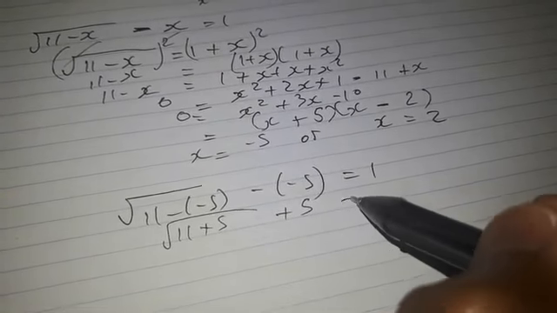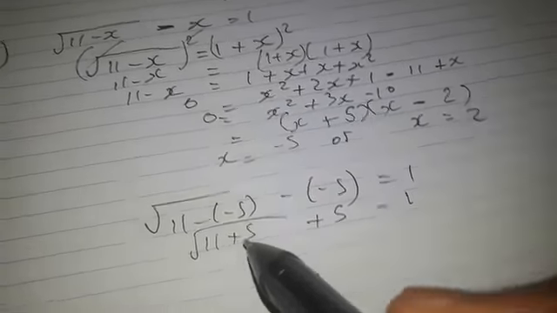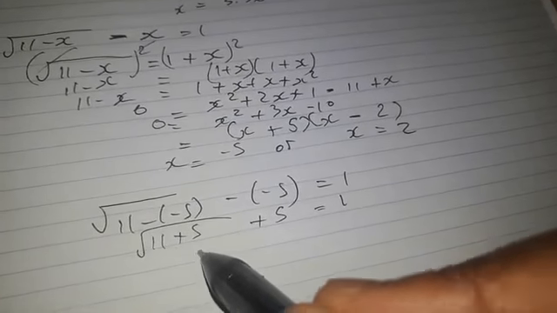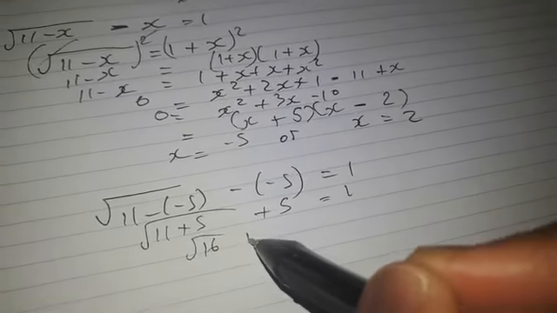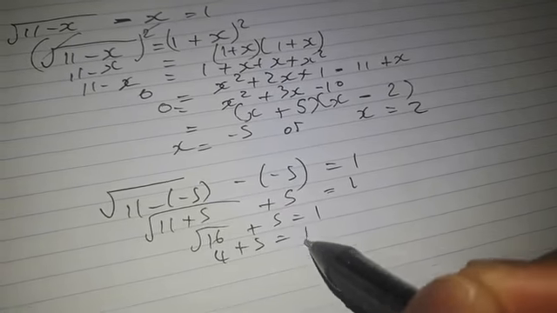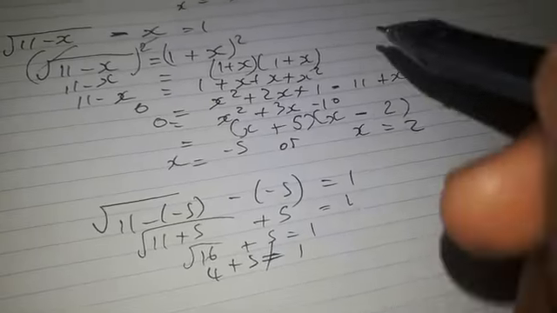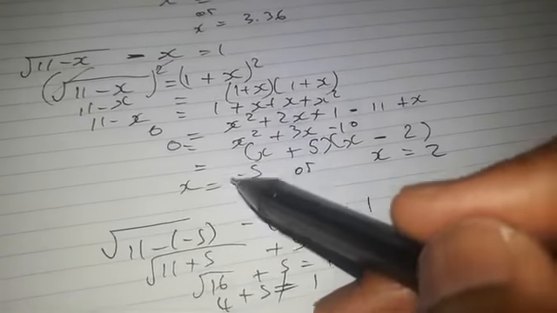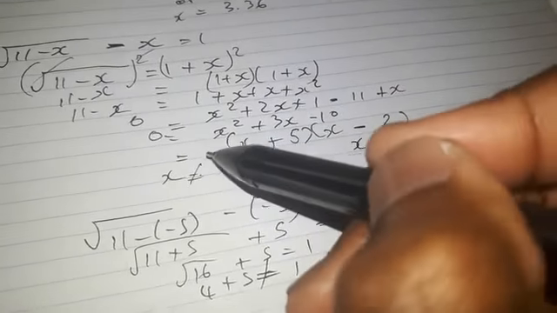Funny enough, if you check here, this is the square root of 16, plus 5, which is supposed to equal 1, and then this is like 4 plus 5, and you see that's not equal to 1. So this answer, the -5, is not valid. So we can scratch that one out.